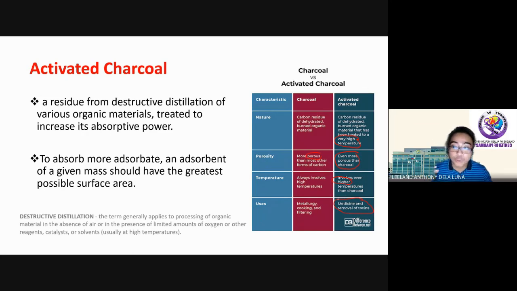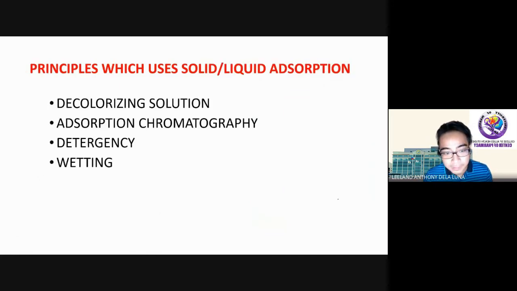And class, between the two, mas fine ang particles ni activated charcoal as compared to the regular charcoal. Right? Okay, pwede rin masiguro pa. Hindi, no. Hindi pwedeng panlinis ang uling sa mukha. Iitim ka lang. Okay? Alright.